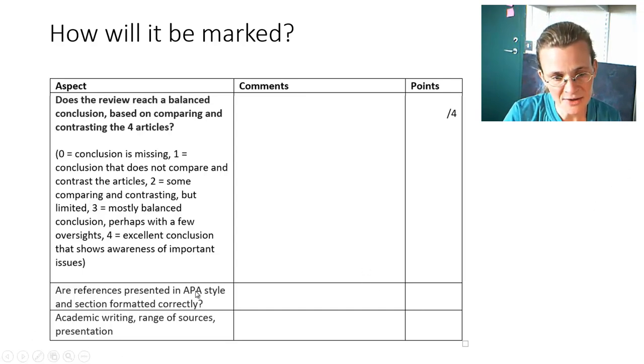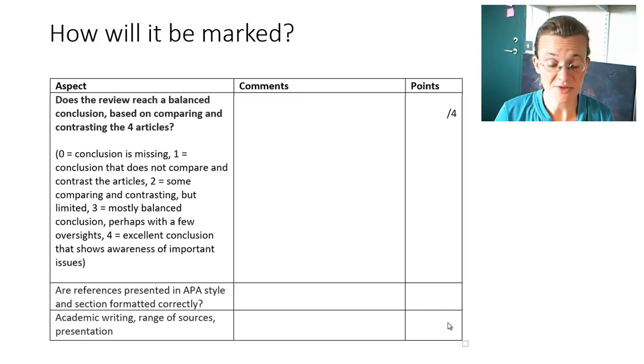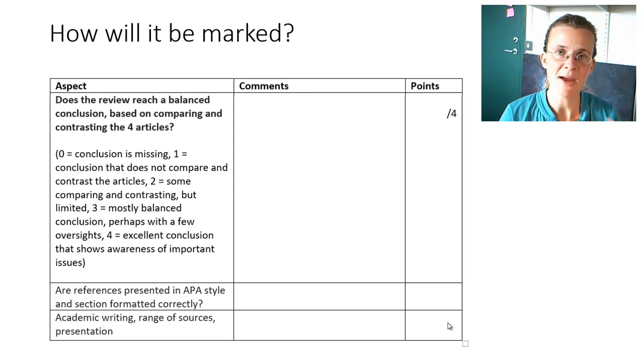As you can see here, there are no marks for correct APA, no marks for academic writing. That's not because they're not important, they're very important, but you've already had an assignment about that. And in this particular case, we want our marking to be mainly reflecting your critical thinking skills and your summarizing skills. So that's why.